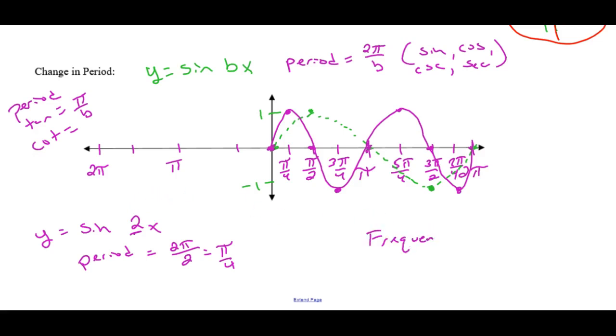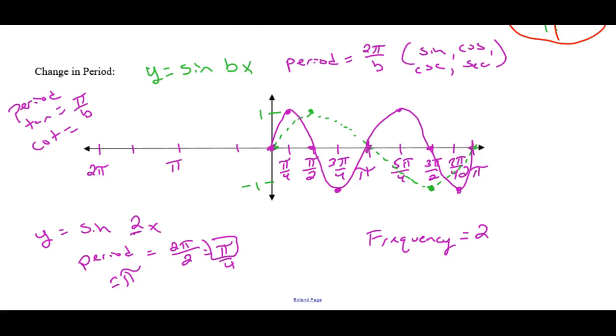But that doesn't seem to be on the test. Frequency equals 2, period equals pi, right? 2 pi over 2, which is pi. And you're only divided by 4, so you know kind of where to find your points, right? And that's a change in period.